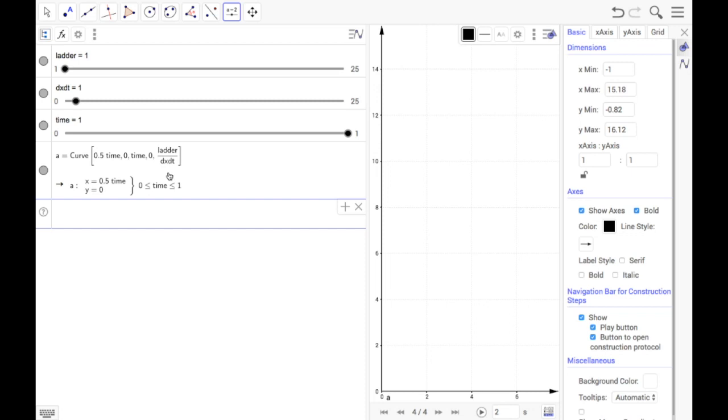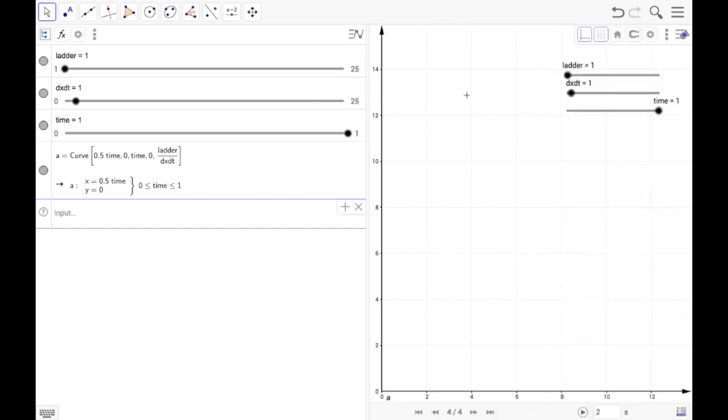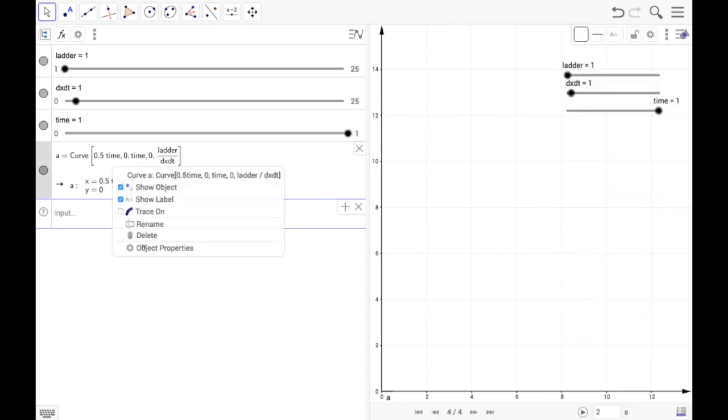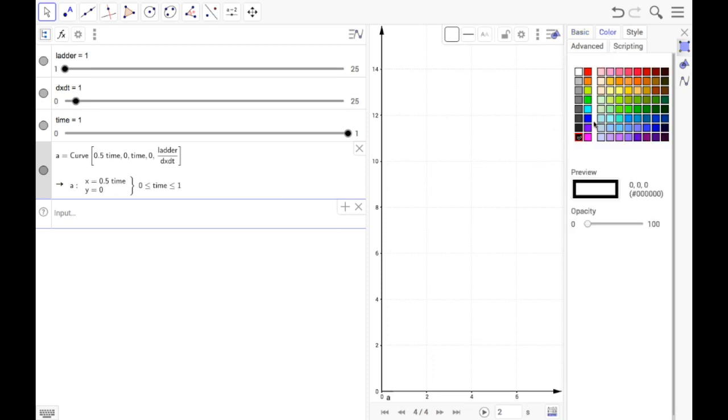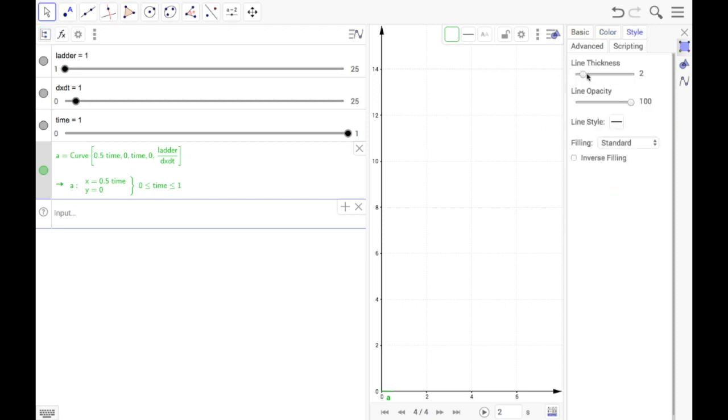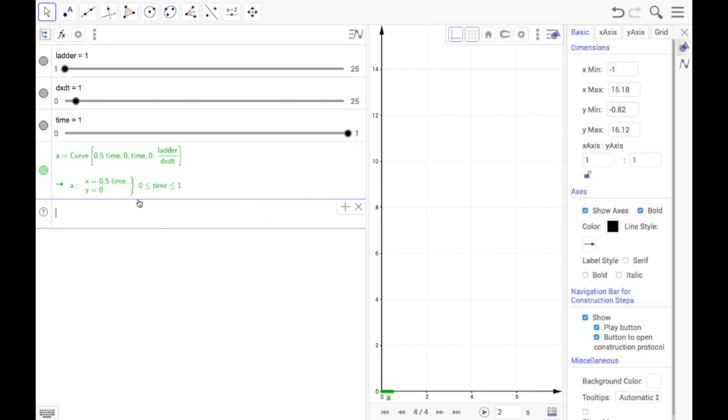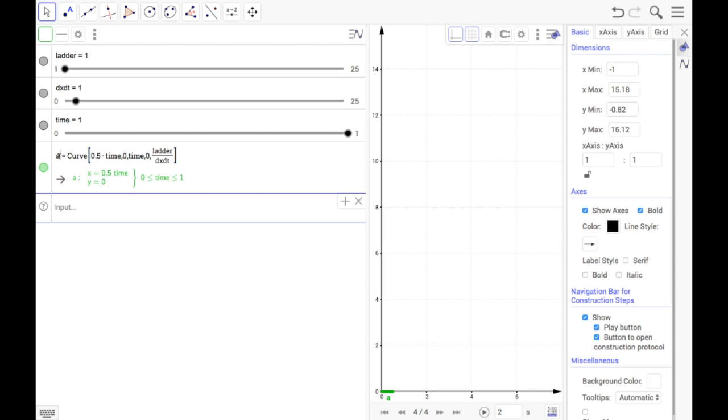Alright, and so that we can see that, let's close this here. Let's go ahead and change some of the properties here. First, let's go to color. Since it's the ground, we're going to give it a color of green here. And let's change the thickness. Let's make it really thick. And right, that's all I want to do here. And let's go ahead and change the name. So instead of calling it A, let's call it ground.